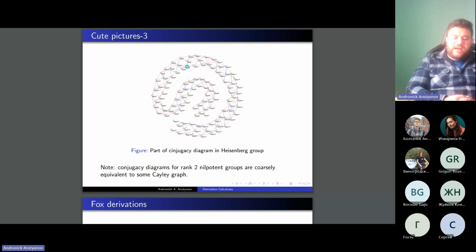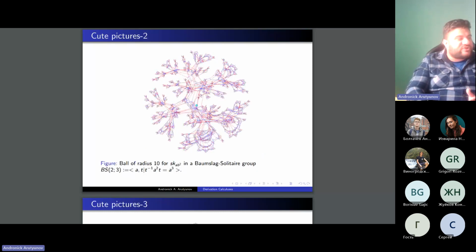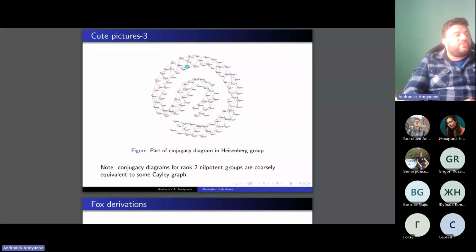Perhaps there are some other examples of such groups. I don't know, but generally, it isn't equivalent to a Cayley graph. So you see, it cannot be a Cayley graph. It cannot be a part of a Cayley graph. But sometimes it is. So this is why nilpotent rank 2 groups are good as an example. A good example of such groups is the Heisenberg group.